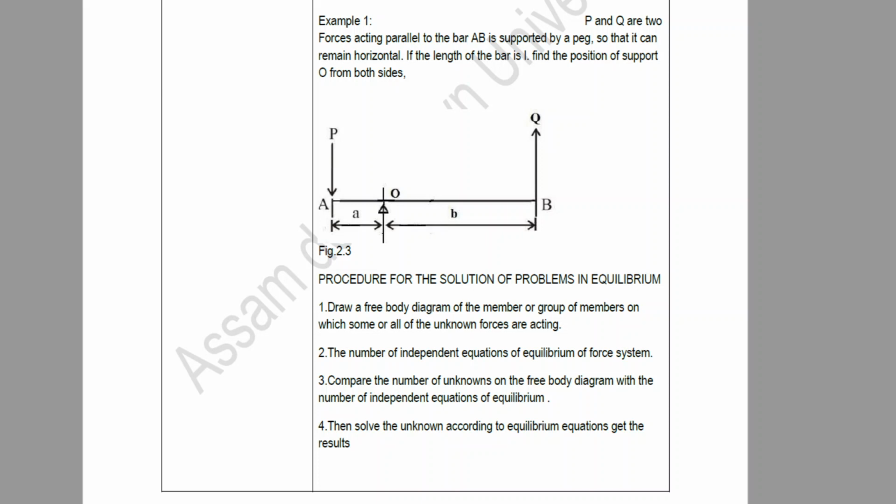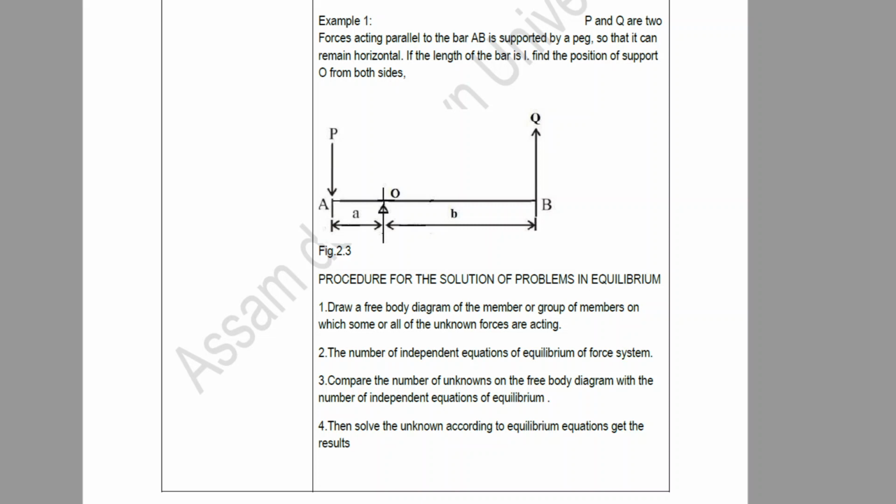So now let us discuss the solution. First of all, you have to draw what? You have to draw a free body diagram of the member or group of members on which some of the unknown forces are acting. Okay, first of all you have to draw the free body diagram so that you can determine the unknown forces that are acting.